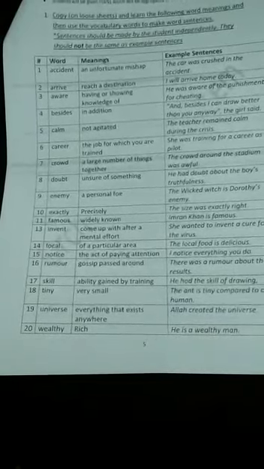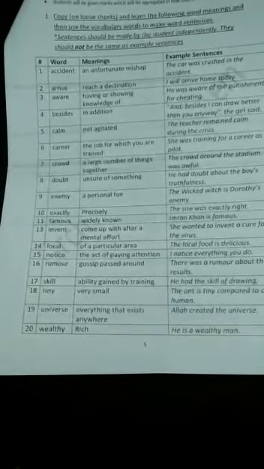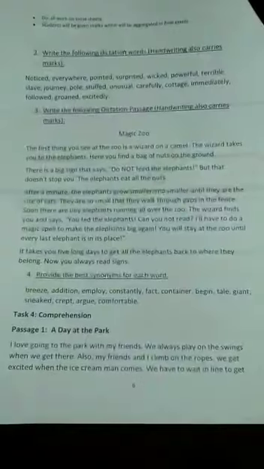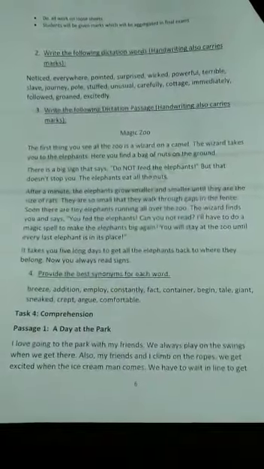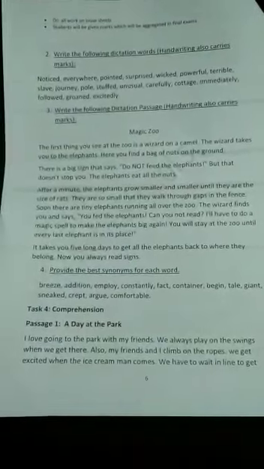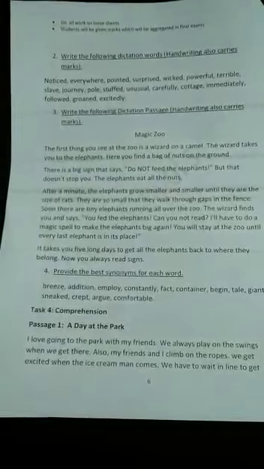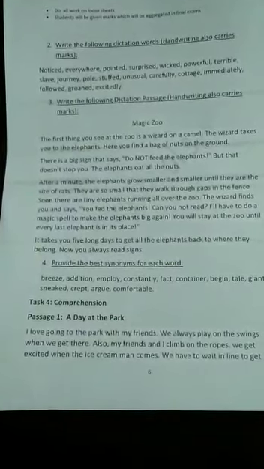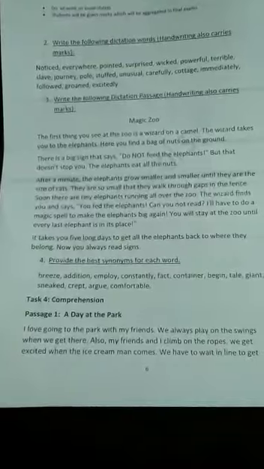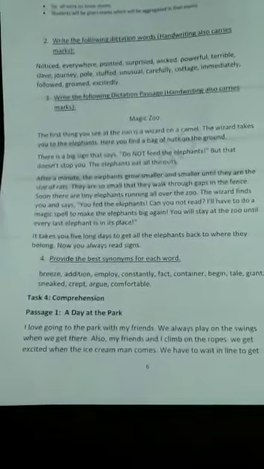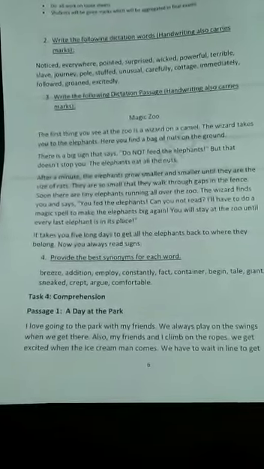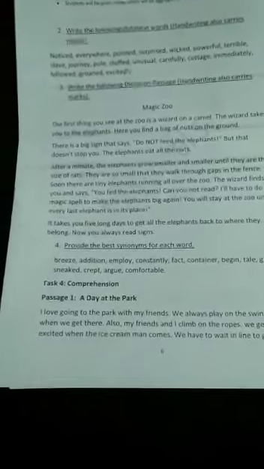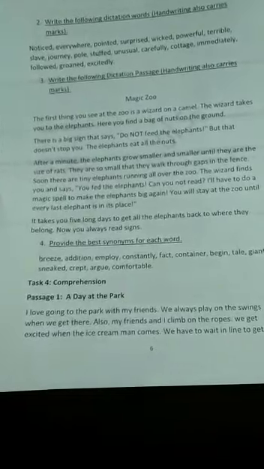They have to copy them on the loose sheets, and then they will learn these word meanings. The next question is they have to write the following dictation words, and the dictation words are given below. Then question number 3 is write the following dictation passage. The passage is given below. Kids have to read it, and they have to do it on the loose sheets. It's a dictation passage.